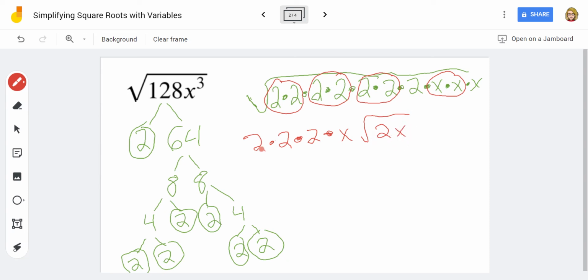Okay, then multiply what's outside. So I have 3 2's, so that would be 2 times 2, which is 4, times 2, which is 8. So I have 8x square root of 2x.